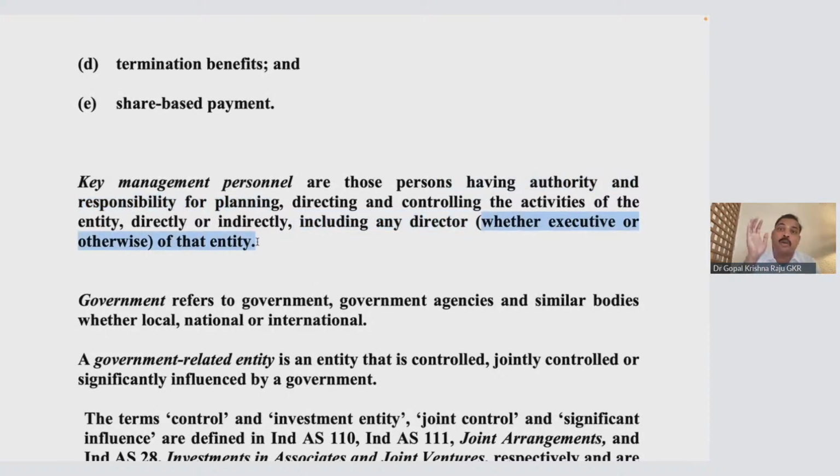Now, I'll give you a practical question. Independent director, including any director. Whether an independent director is a KMP: yes. Now, if there is a transaction with an independent director, whether that has to be disclosed. So, including any director, the independent director is included. Whether executive or otherwise, please look at 'otherwise'. That means the independent director is included. Okay, so please appreciate these parts.